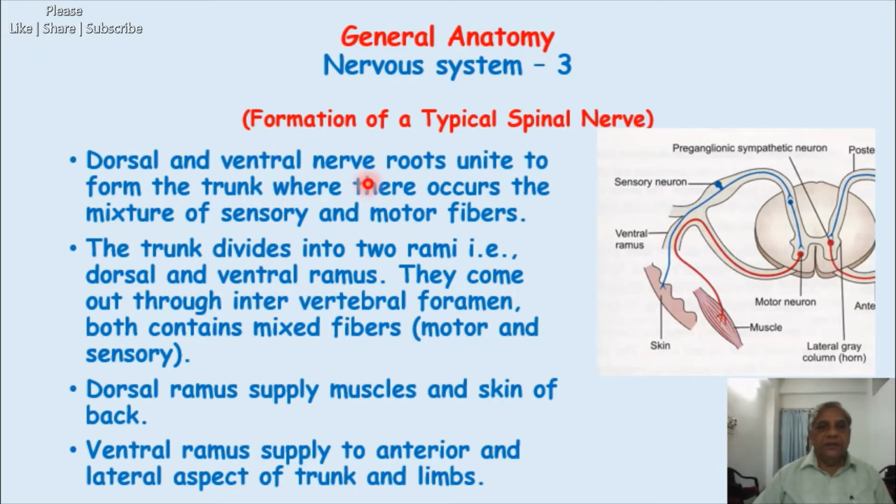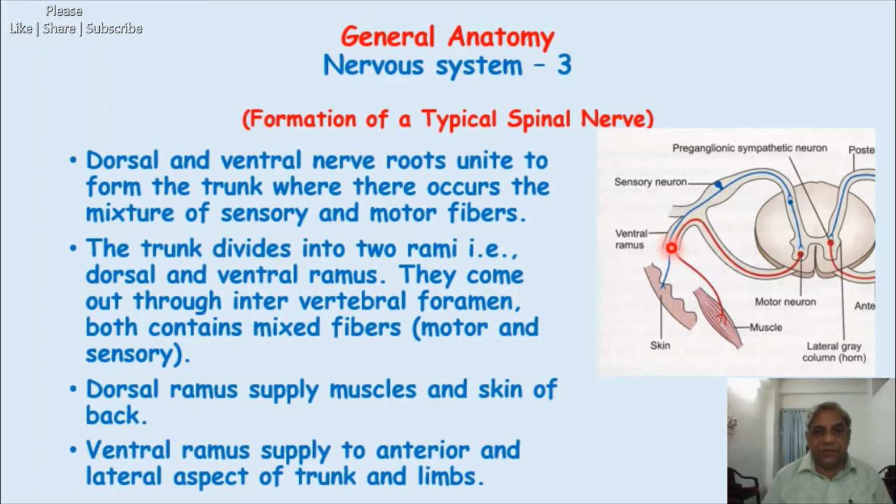Now, here again we come to the formation of the typical spinal nerve, and here we have seen that the dorsal and ventral roots unite to form a trunk. See, this was the dorsal root and this is the ventral root. They have united with each other to form what is called the trunk of the spinal nerve. And then this trunk will divide into two. This is the dorsal rami and this is the ventral rami. They come out at this level, that is the trunk level, as well as the beginning of the dorsal and ventral rami. They come out through the intervertebral foramina.